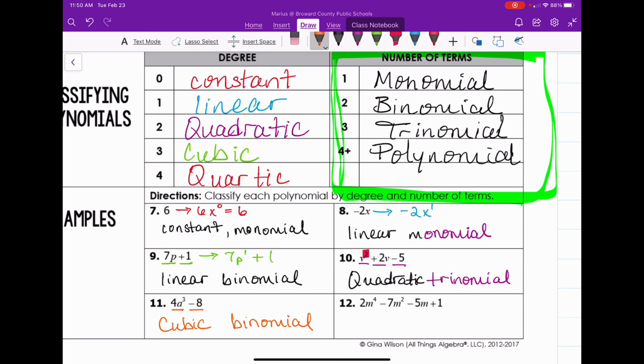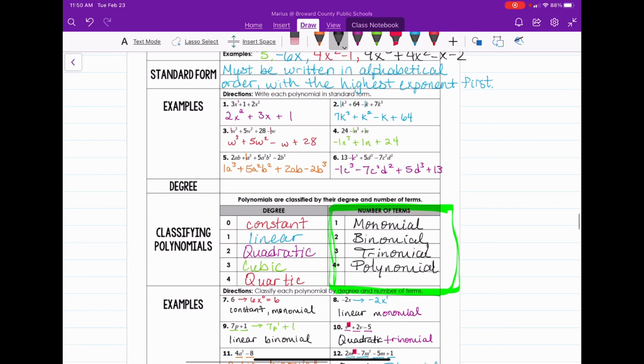And let's take a look at the last one. The last one here, we have 1, 2, 3, 4 terms. And if it's 4 or more terms, we just simply call it a polynomial. And the largest degree, which is right here, is 4, which makes it a quartic polynomial. And that, ladies and gentlemen, is how you classify polynomials and how to write polynomials in standard form.